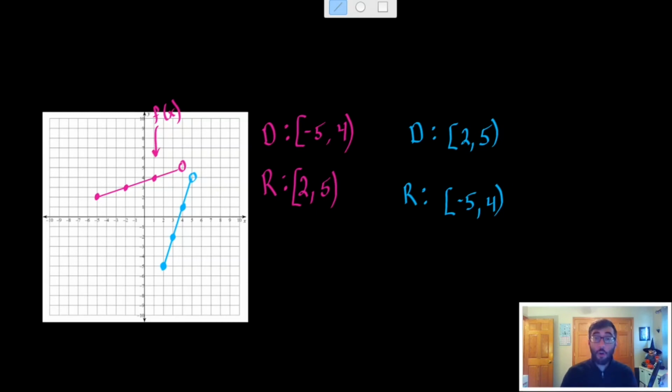I switch all the x and the y coordinates. And as we can see, the domain starts when x is 2 and it ends when x is 5. That's exactly what I said it would have been. And for the range, it starts when y is -5 and it ends when y is +4, which is exactly what we see here. So this would end up being the inverse of f of x.